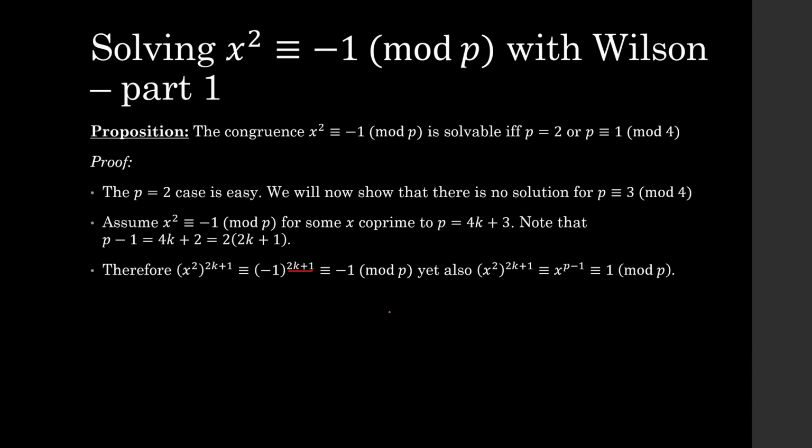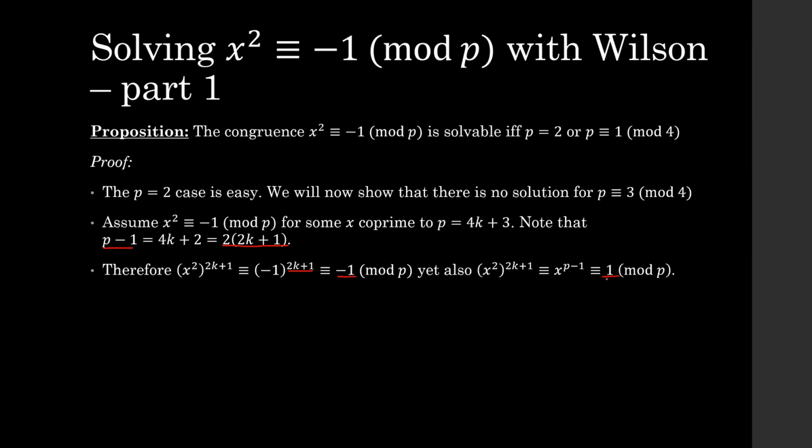Yet, we also have that x squared to the 2k plus 1, well, that's going to be x to the 2 times 2k plus 1, and 2 times 2k plus 1 is P minus 1. So that means that x to the P minus 1 is congruent to 1 mod P, right? So we've shown two things. We've shown that x squared to the 2k plus 1 is congruent to 1 mod P, but it's also congruent to minus 1 mod P.